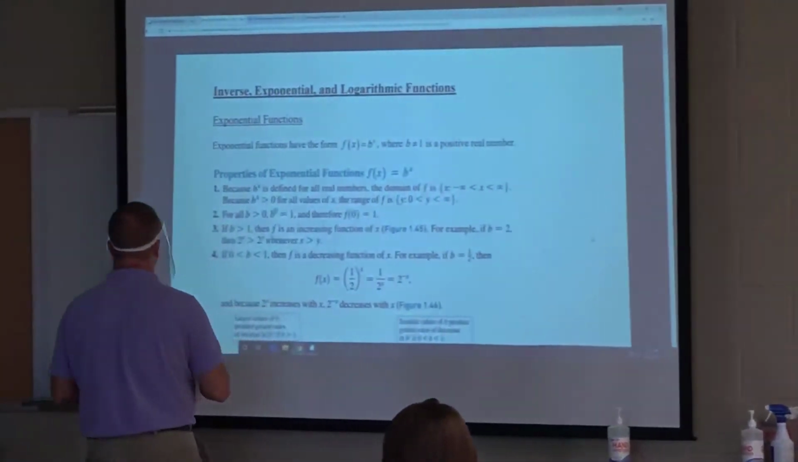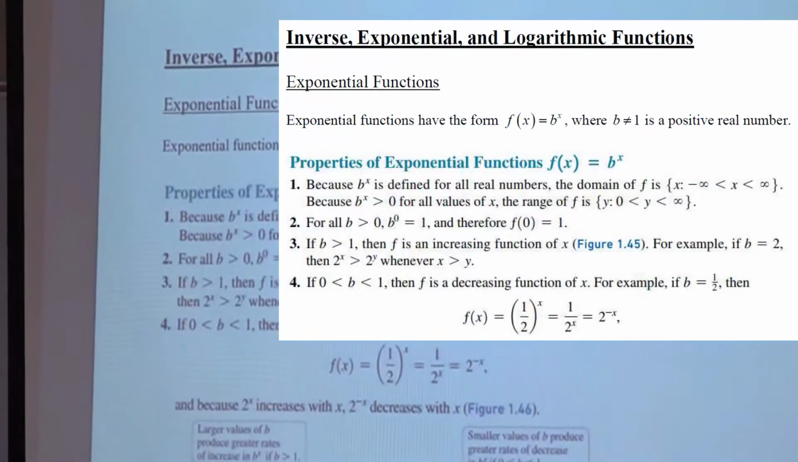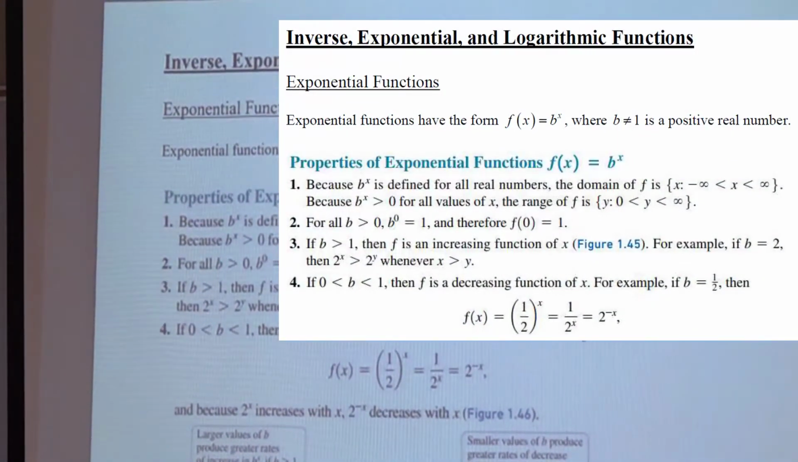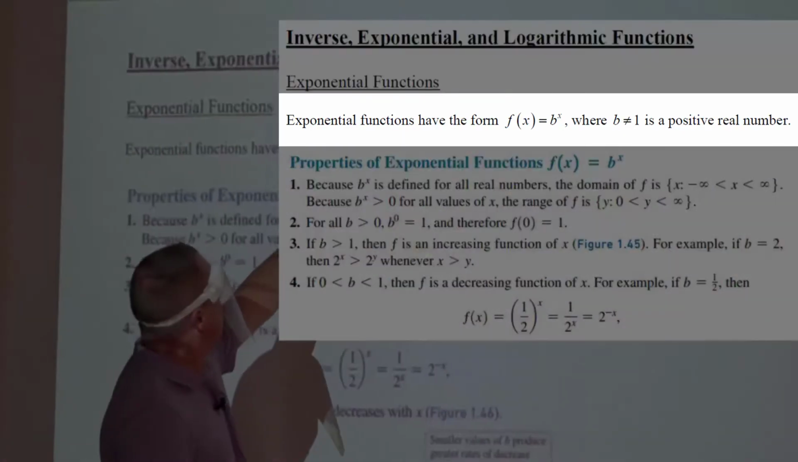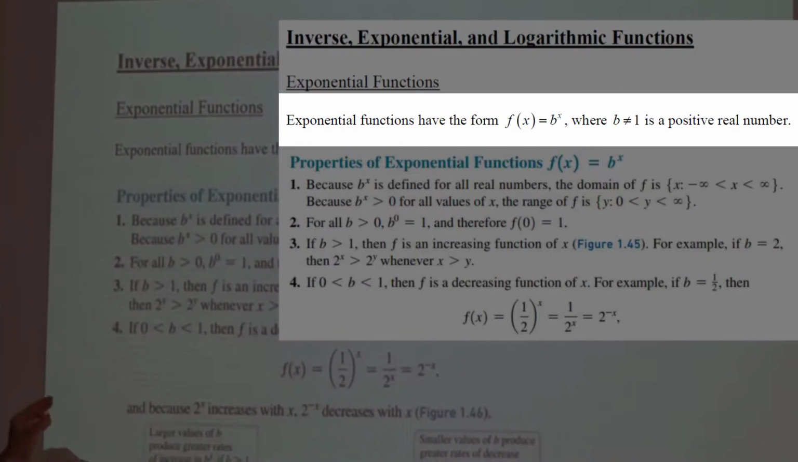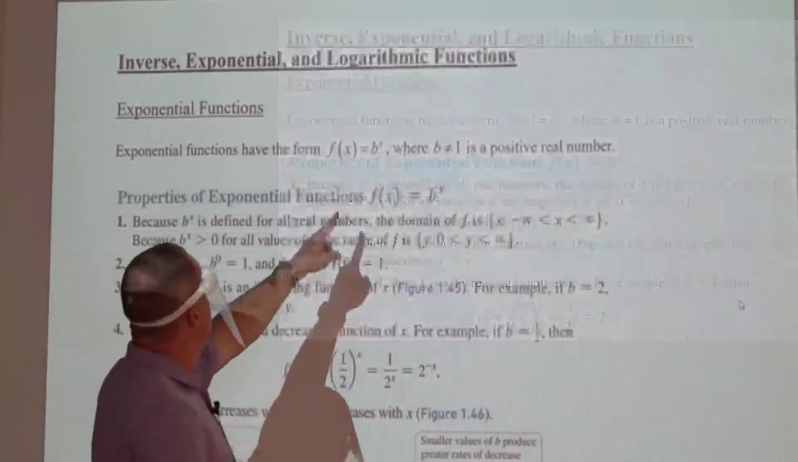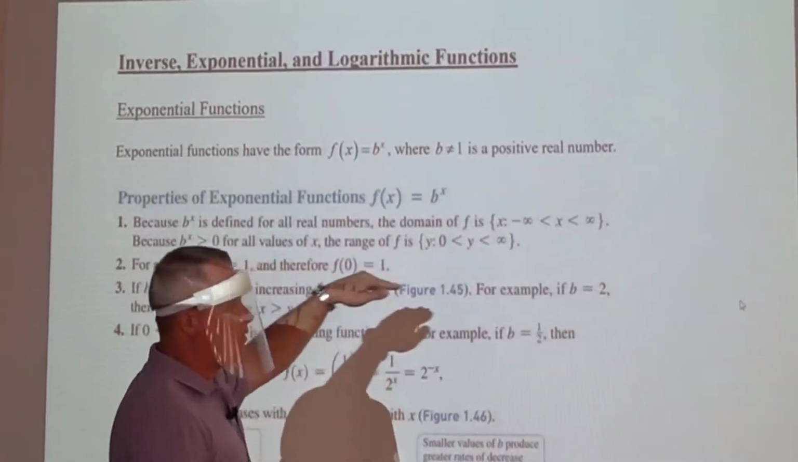All right, so let's look here. I'm just going to go through this quick, because this should be review. But first, we'll look at exponential functions. Okay, so an exponential function is a function of this form. Okay, and b is a positive real number, but not 1. Because if b was 1, then that would just be a horizontal line.